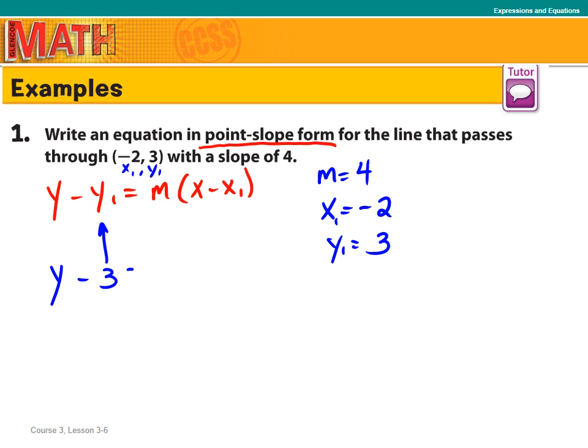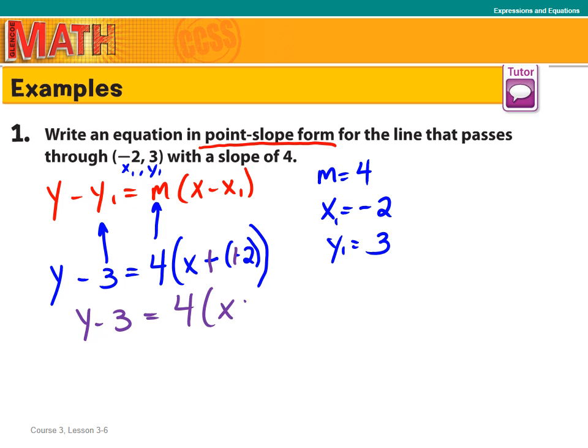So y minus 3 is equal to my slope, 4, times x minus -2. Remember, when we have a negative, let's put it in parentheses. So we're going to have parentheses inside of parentheses. A negative times a negative becomes positive, so that's going to become positive. So we end up with y minus 3 is equal to 4 times x plus 2. And now this equation is written in point-slope form with our slope and our y1 and x1.